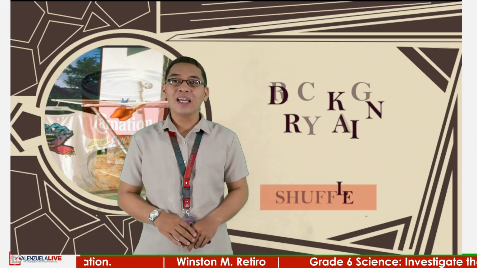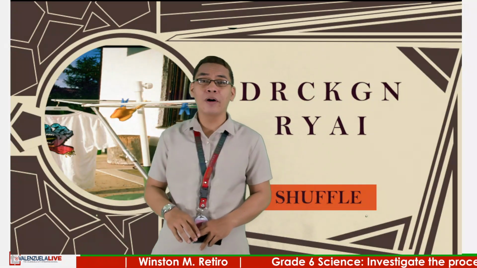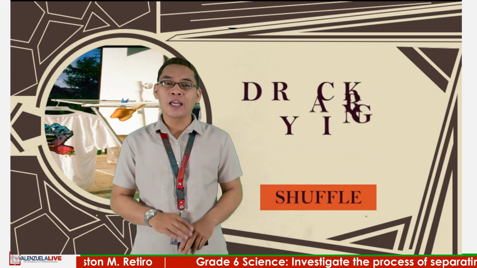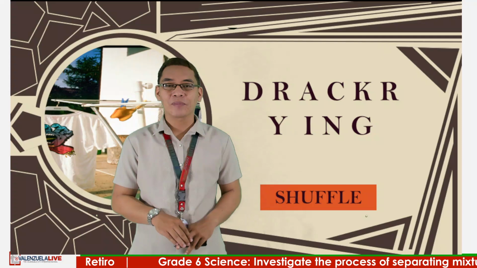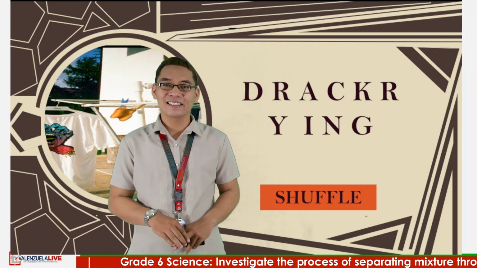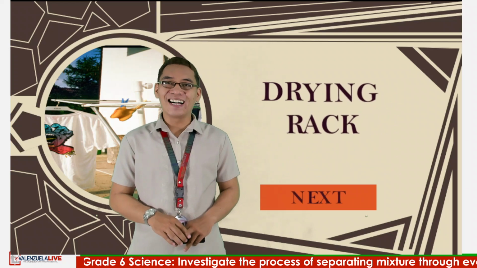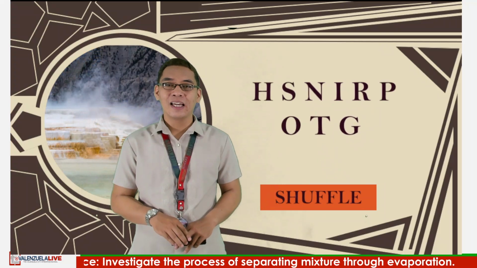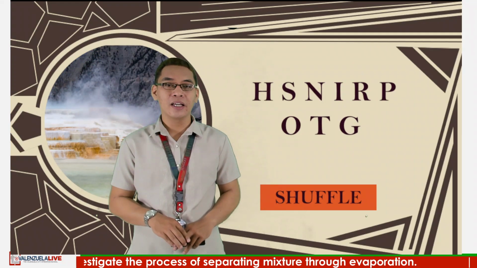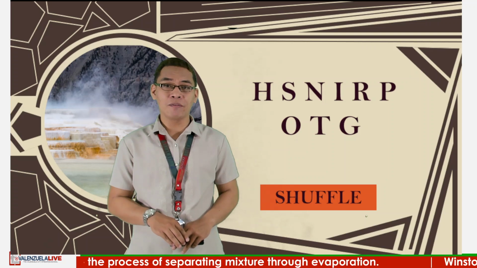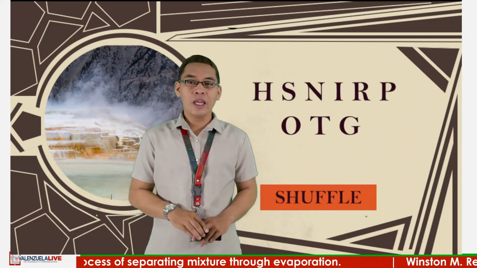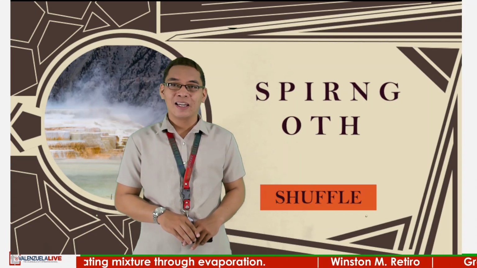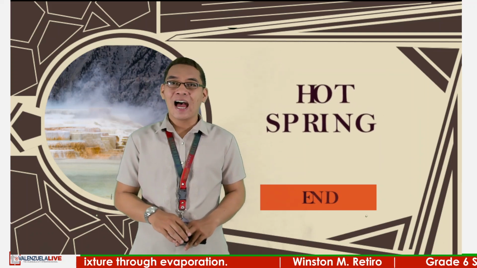Number 2. It is used for drying clothes after they have been washed. It is also called a clothes horse or a clothes rack. Your answer is drying rack. Very good. Another one. It is naturally hot water, typically heated by subterranean volcanic activity. We have this in Laguna and Albay. Your answer is hot spring.